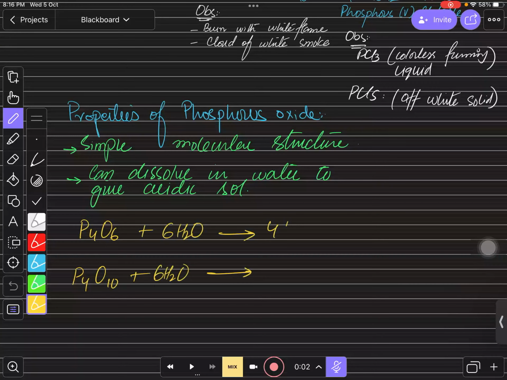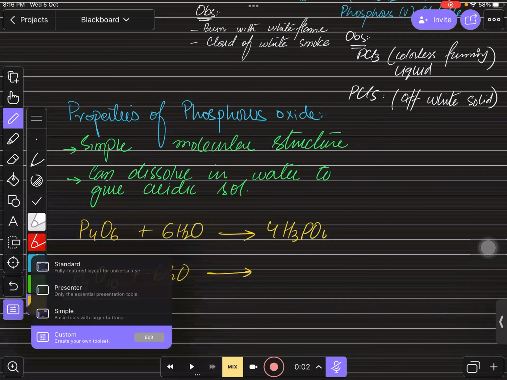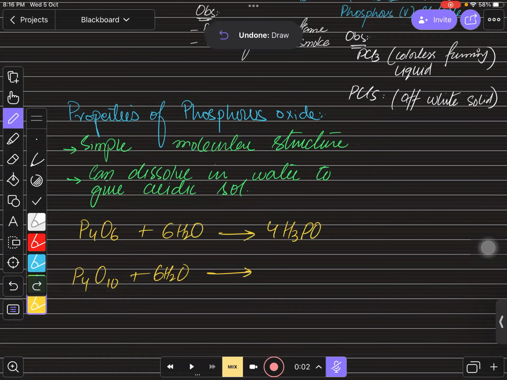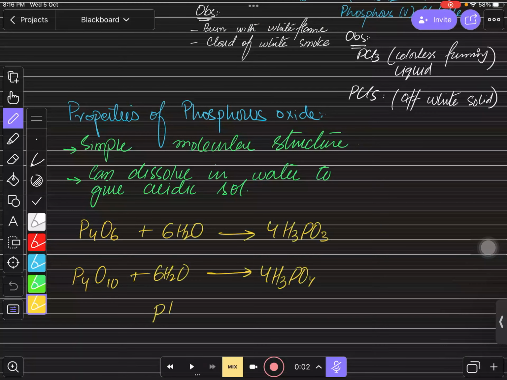One produces H3PO3 and this one produces H3PO4. Both are acids, and you can say that both are very strong acids, and they have a pH near 1.5, right? They are having pH near 1.5, so they are very strong acids.